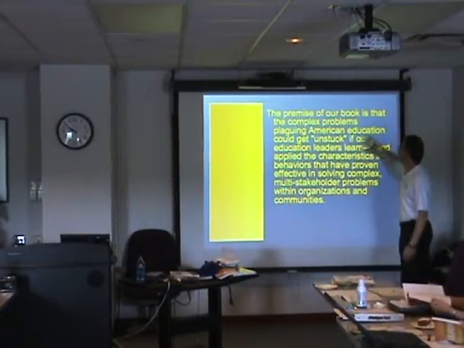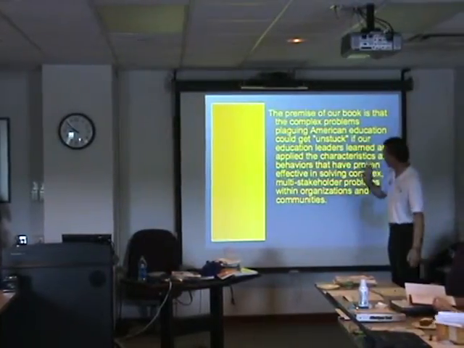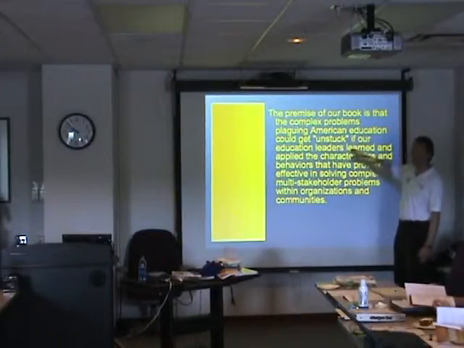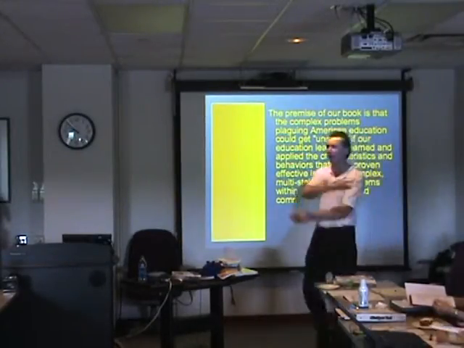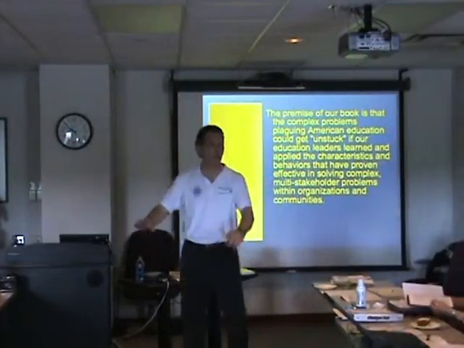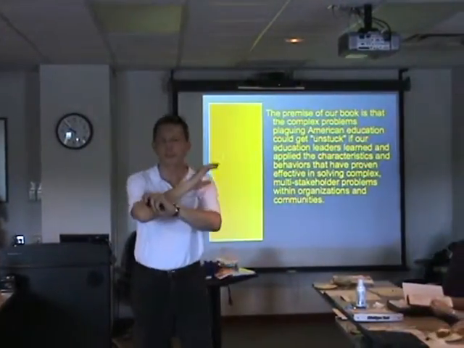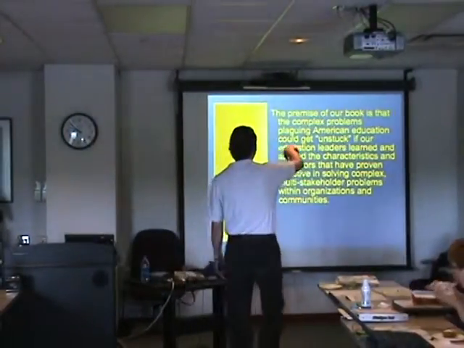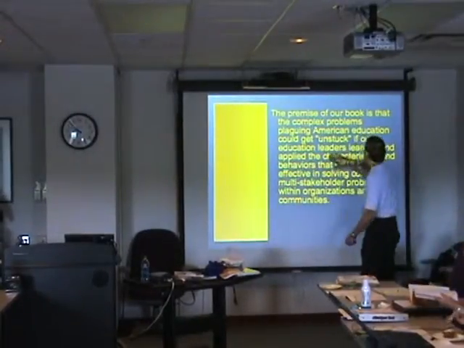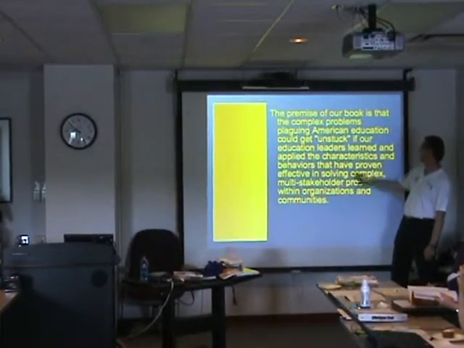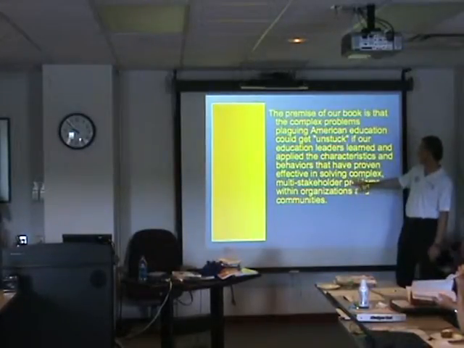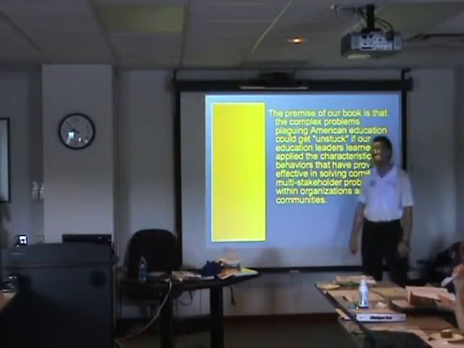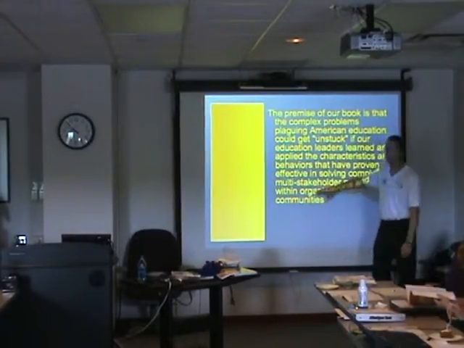The premise of the book is that complex problems, and the perspective we came from, complex problems plaguing American education could get unstuck. We think a lot of schools are flat out stuck. They don't know where to turn, what to do, how to get out of where they are. They're stuck, simply put. So if we can, the complex problems plaguing schools can get unstuck if our education leaders learn and apply the characteristics and behaviors that have proven effective in solving complex, multi-stakeholder problems within organizations and communities. Most are multi-stakeholder. This is very important.